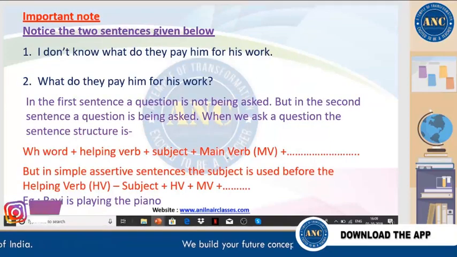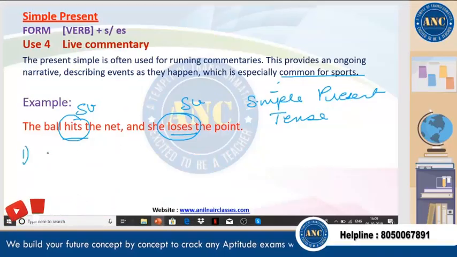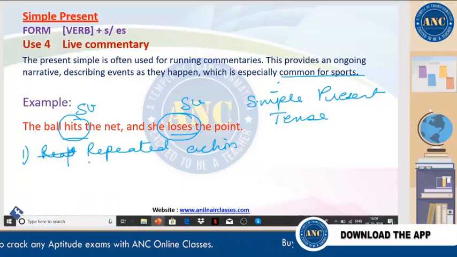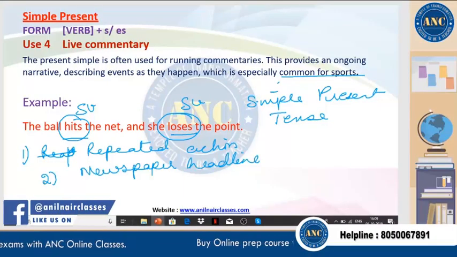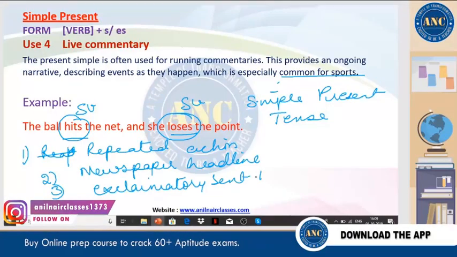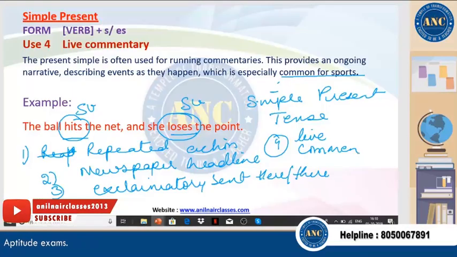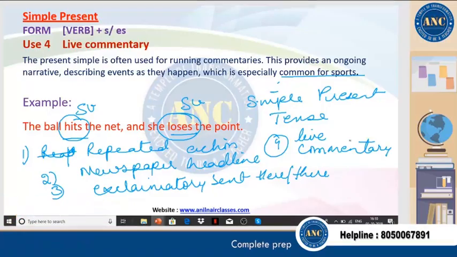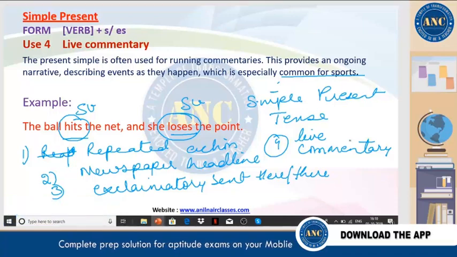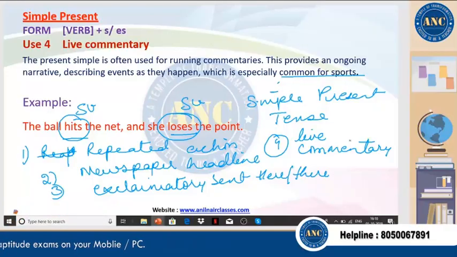Next slide. So you know that there are 4 reasons. Let's revise once, right? Let's write down before moving. The first one is repeated action, any action which is repeated. Then the newspaper headline. Then the exclamatory sentences which start with here and there. And the fourth one is live commentary. In all these 4 cases we will use the simple present tense. Clear? So I'll repeat again: repeated action, newspaper headlines, exclamatory sentences starting with here and there, and live commentary. All these will have the simple present tense.